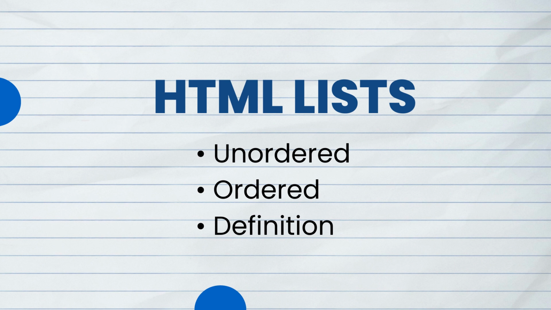So in this class we learn about lists in HTML. In HTML, lists are used to organize and present information in a structured and readable manner. Lists allow you to group related items together, making it easier for users to understand the content. And there are three types of lists. The first one is the ordered lists, then the unordered lists, and the definition or description lists.